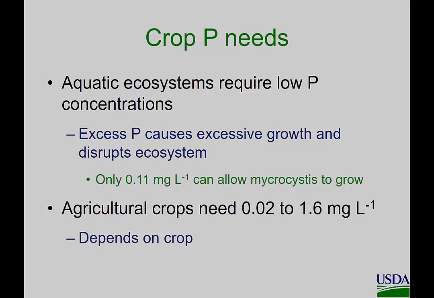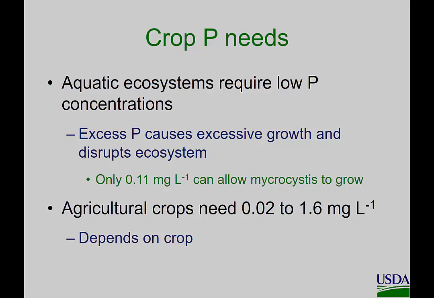So let's contrast the nutrient needs of crop systems versus aquatic systems. And it helps to paint the picture of why we have this issue. Only small amounts of dissolved phosphorus can cause problems in those systems. Concentrations as low as 0.11 milligrams per liter, and even less of dissolved phosphorus can cause microcystis to grow. That's what shut down the Toledo plant.